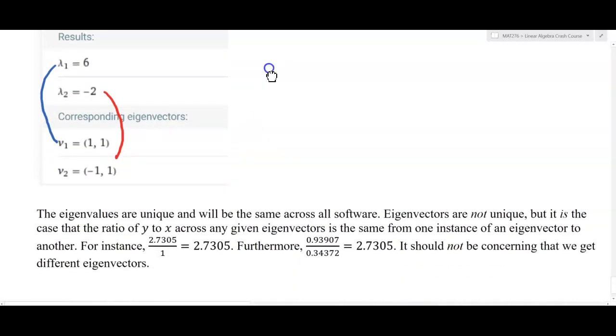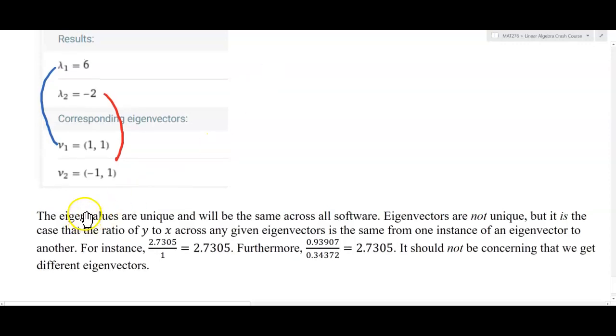Very nice. So again, we pointed out that eigenvalues are unique and will be the same across all software. Eigenvectors are not unique, but it is the case that the ratio of y to x across any given eigenvectors is the same from one instance of an eigenvector to another. For instance, if I said that the eigenvector is 1, 2.7305, and you said, well, no, my eigenvector is 0.34372 and 0.93907, if you looked at the rise to run ratio, in both instances, it's still 2.7305.